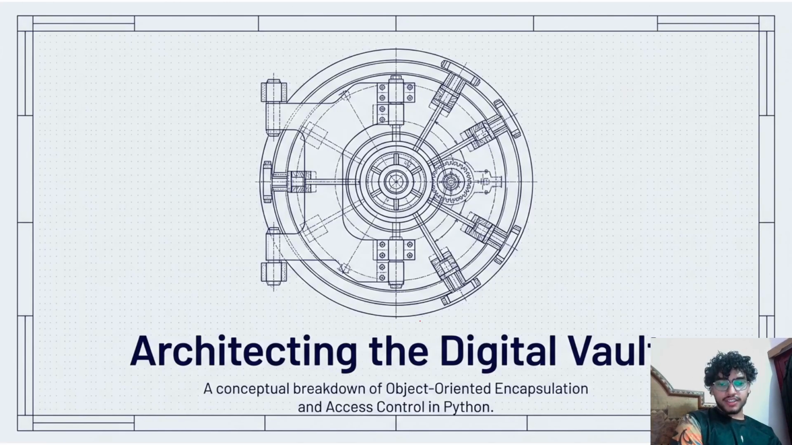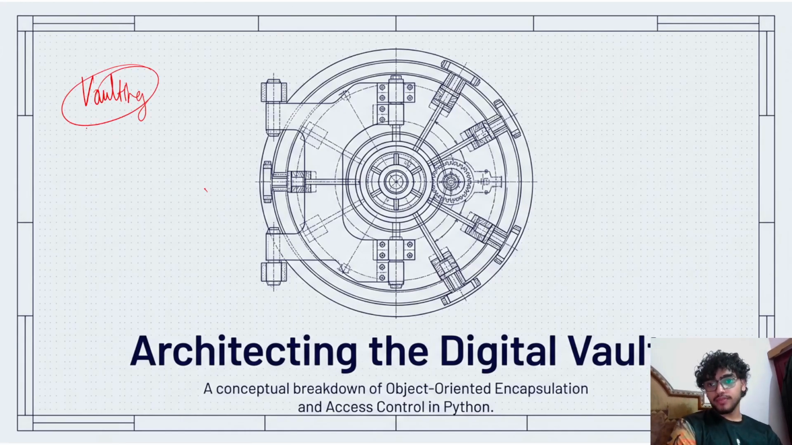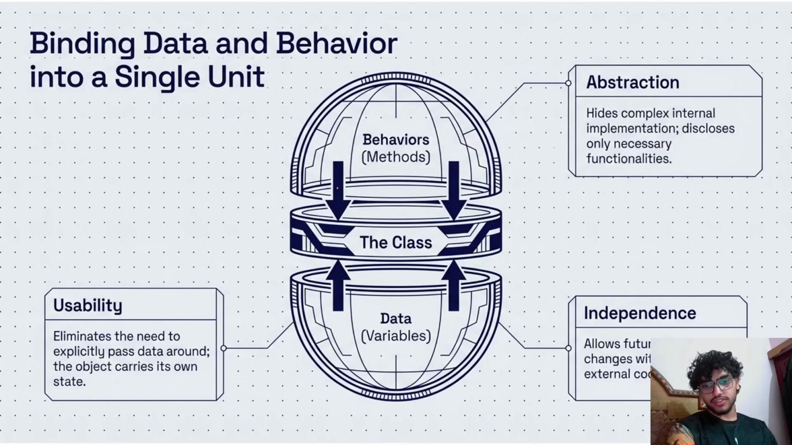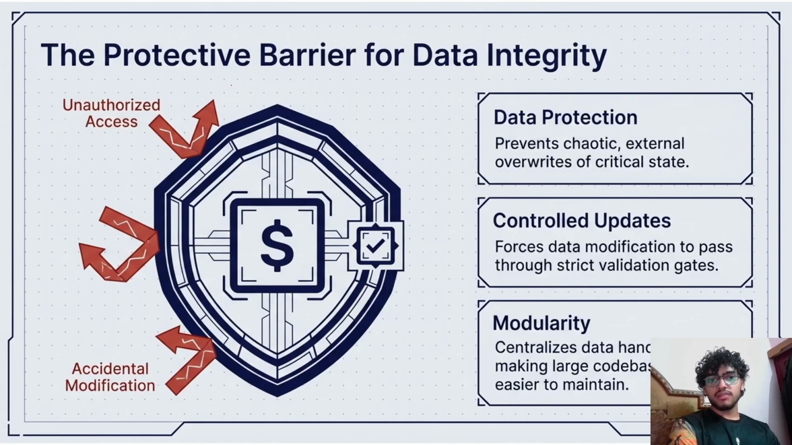Now, architecting the digital vault. So take encapsulation as vaulting. You are just wrapping up. In interviews, there is a basic definition for encapsulation. You can always use it: wrapping up of methods, data, and classes is called encapsulation. That's it. Or you can also say binding of data and behavior into a single unit is called encapsulation. So that's encapsulation, the protective barrier for data integrity.